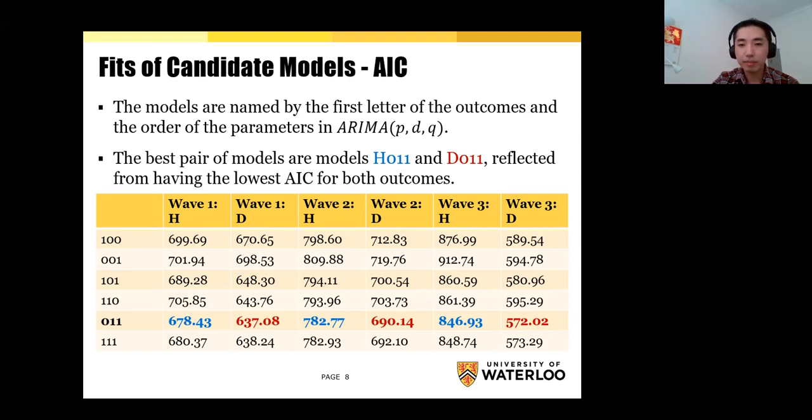And here, coming back to the result, the fits tell us that if you take the day-to-day difference by 1 day and then just include 1 extra error term at the end, that model, termed ARIMA(0,1,1), seems to give the lowest AIC for both the hospitalization and the death across all 3 waves.